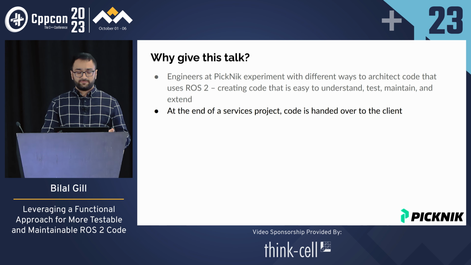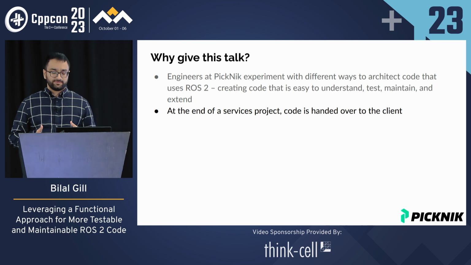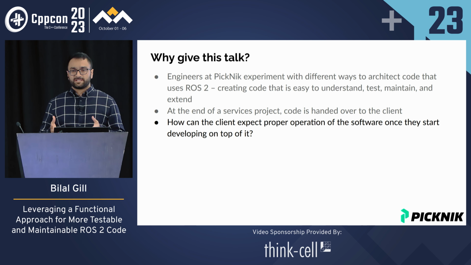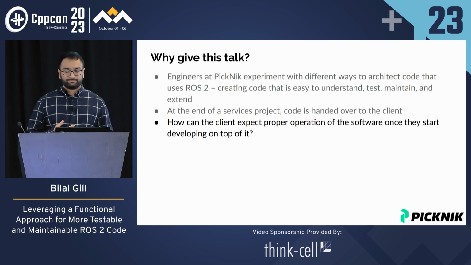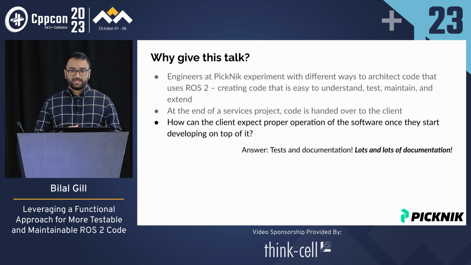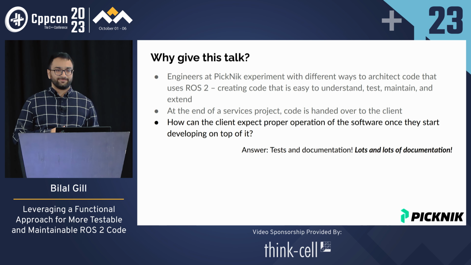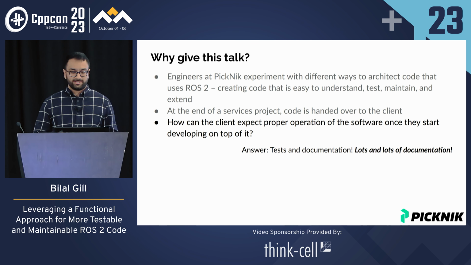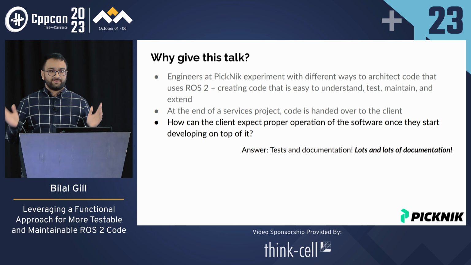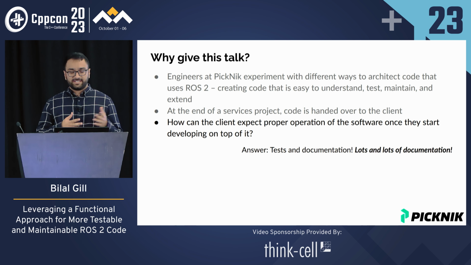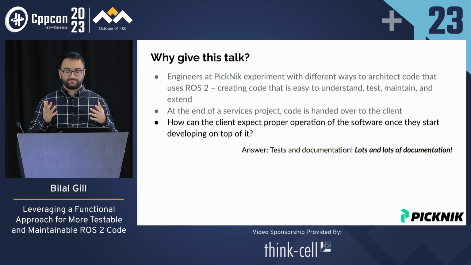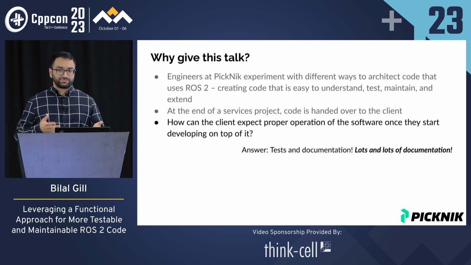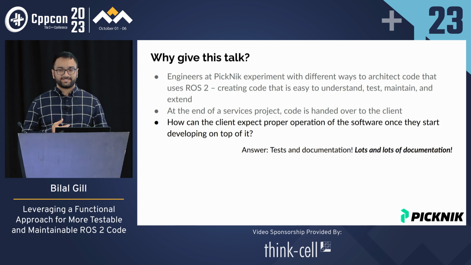At the end of a services project, our code is handed over to the client. So how can the client expect proper operation of the software once they start developing on top of it, right? We got to write a lot of tests and a lot of documentation because, if they want to come back to us for help, that's going to cost them money. But the thing is, though, we don't want tests that are flaky. For those who don't know, flaky tests are tests that return both passes and failures despite no changes to the code or test itself. So it's sort of like a Schrodinger situation. You don't know what you're going to get until you get it, right?